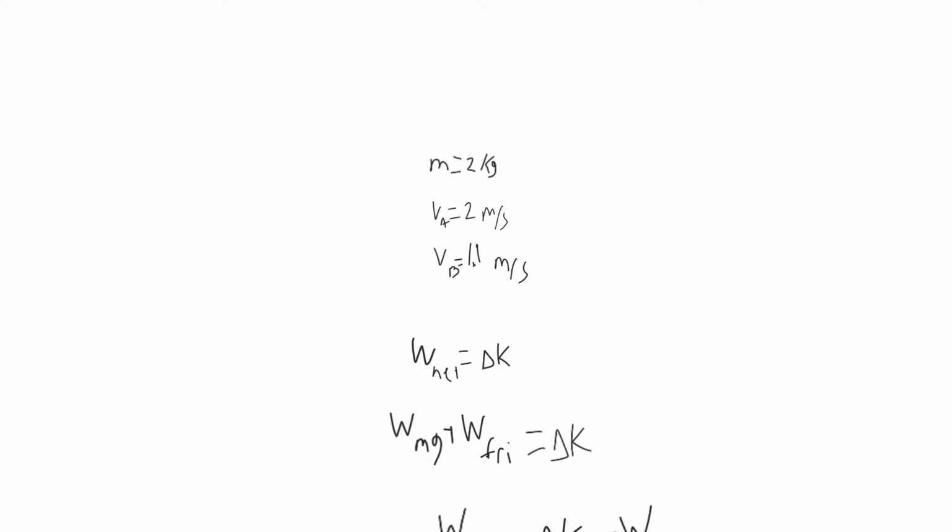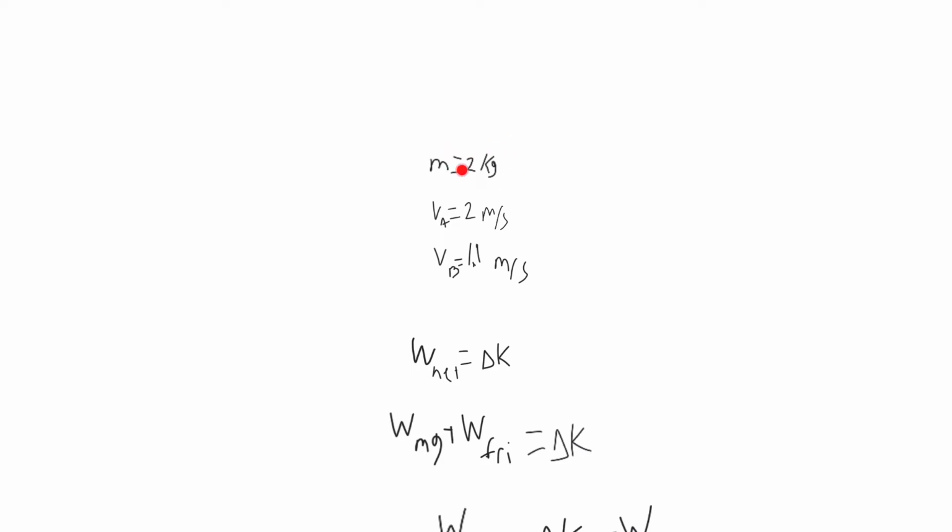Okay, so for this example, it's basically saying that a mass of 2 kilograms goes up a 30-degree inclined plane, and at point A has a velocity of 2 meters per second. The mass goes up and returns to point A with a velocity of 1.1 meters per second. So what are the important parts of this question?